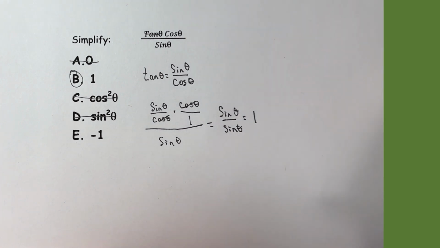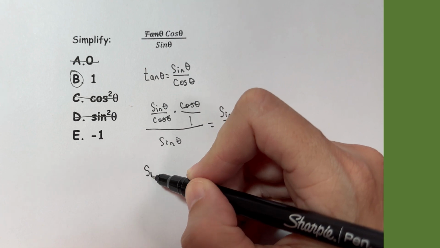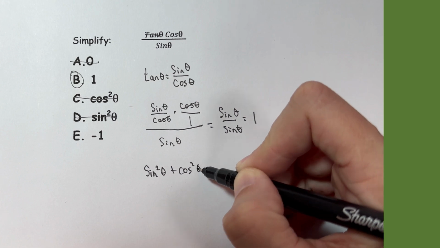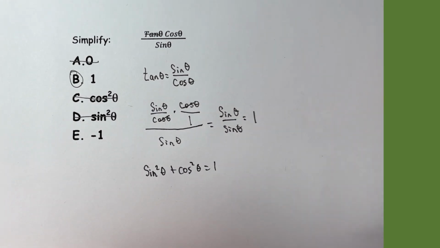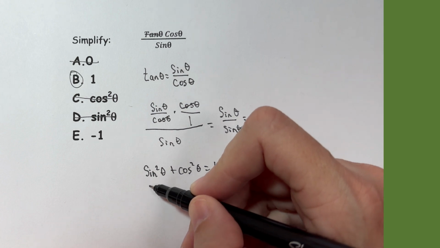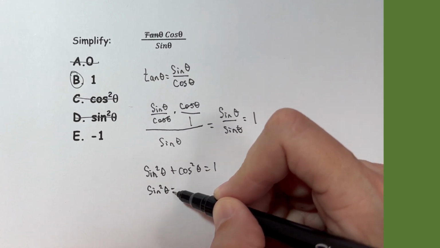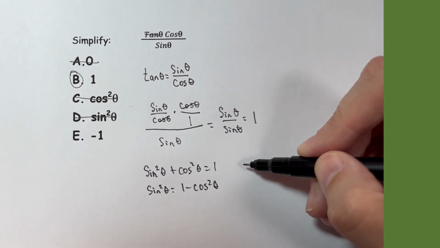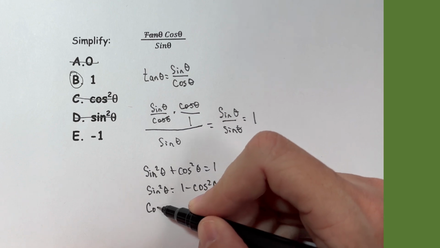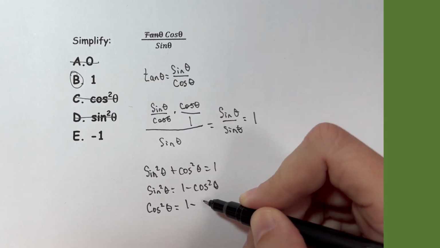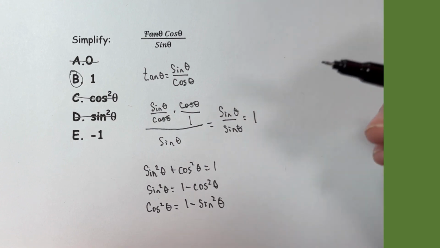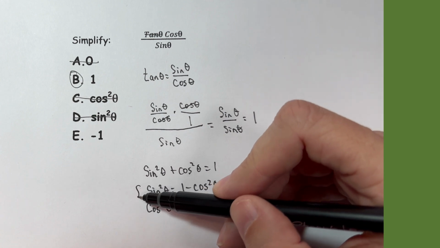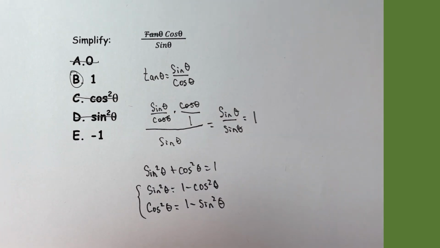Another good trig identity to know if you don't know it, the Pythagorean identity, sine squared theta plus cosine squared theta equals 1. What I like about this is you can maneuver it around so you can learn more from it. Sine squared theta equals 1 minus cosine squared theta. So I can move the cosine squared theta to the other side. I can also say cosine squared theta is 1 minus sine squared theta. So if you know that sine squared theta plus cosine squared theta is 1, you already have a couple other identities that you can work with.